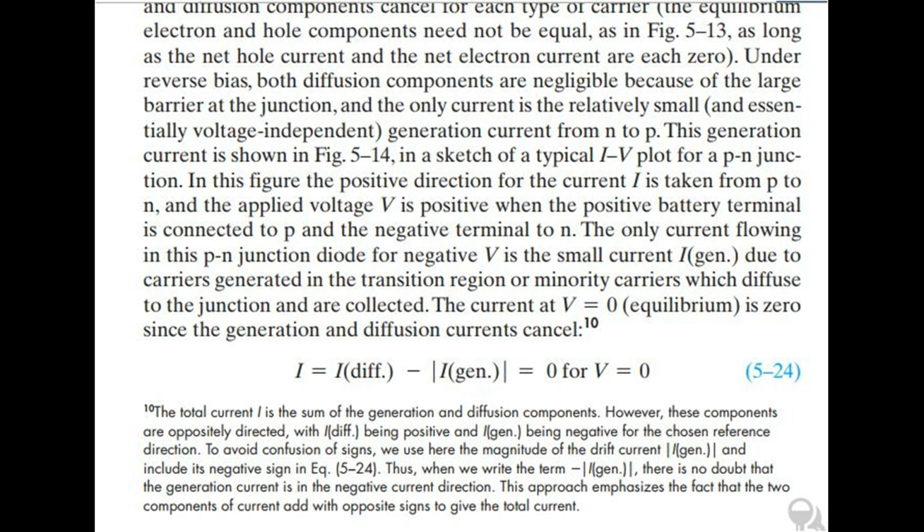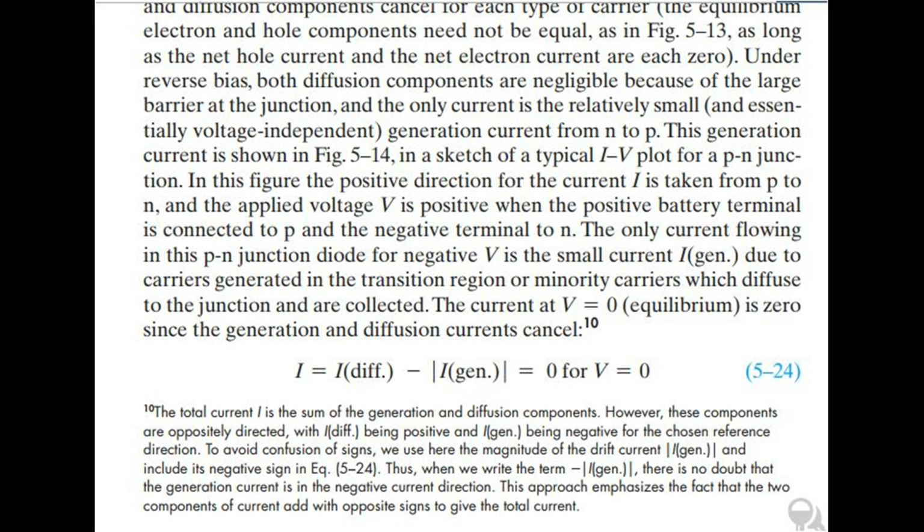The only current flowing in this p-n junction diode for negative V is the small current I_gen, due to carriers generated in the transition region or minority carriers which diffuse to the junction and are collected. The current at V equals 0, equilibrium, is zero since the generation and diffusion currents cancel. The total current I is the sum of the generation and diffusion components.